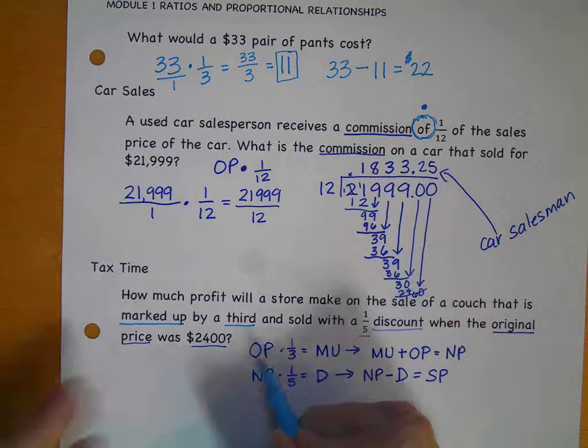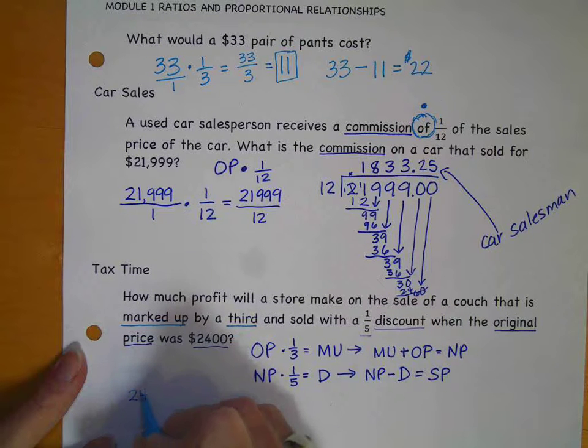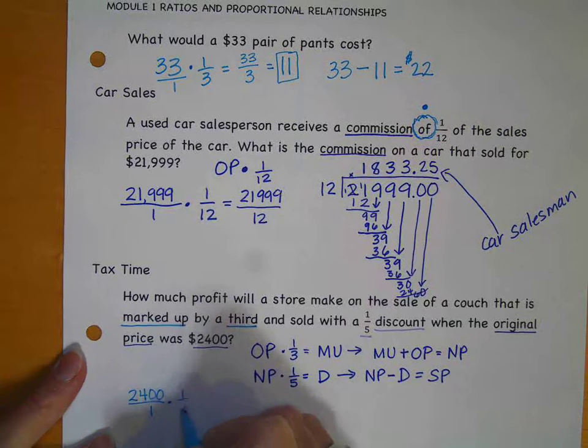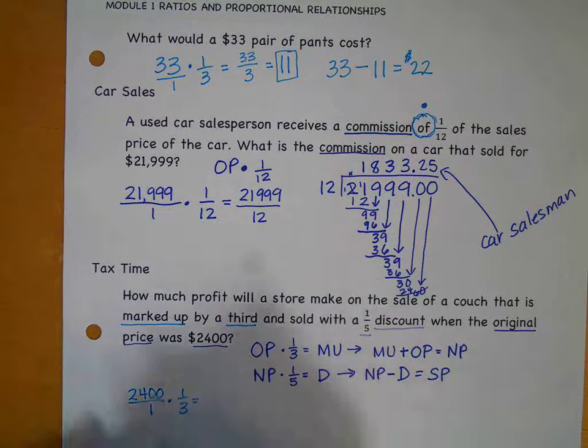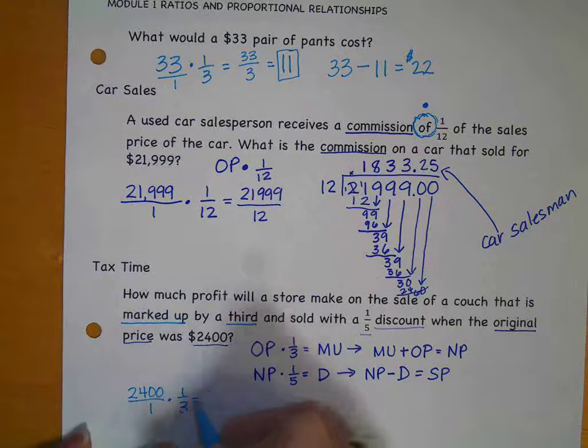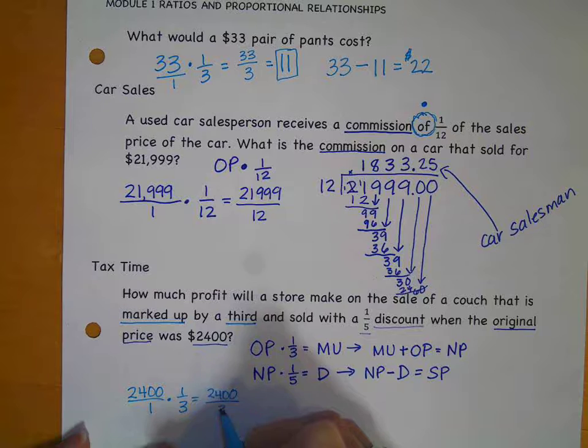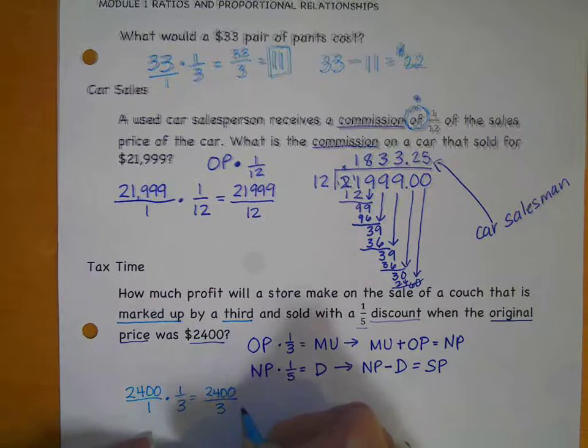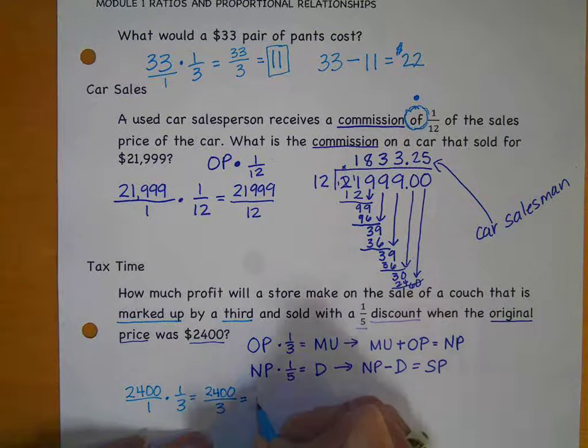Okay, we can do this. Be brave. Let's go. Okay, original price, we're going to start there. Original price was $2,400. Putting it over 1 because we're multiplying it by 1/3. We can do this, boys and girls. Be strong. Here we go. 2,400 times 1 is 2,400. 1 times 3 is 3. Oh, boys and girls, this is easier than we thought.